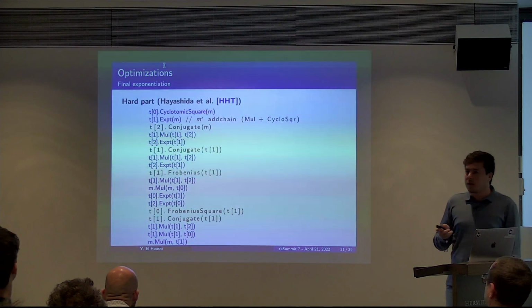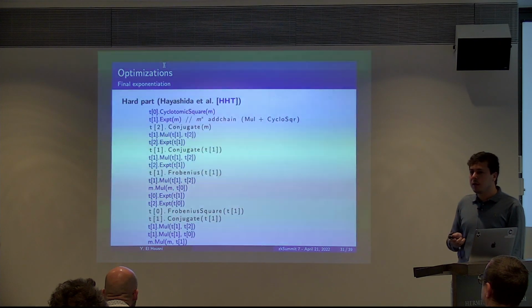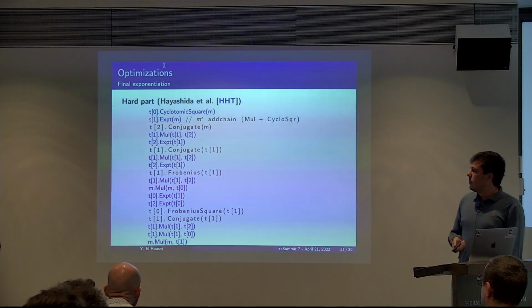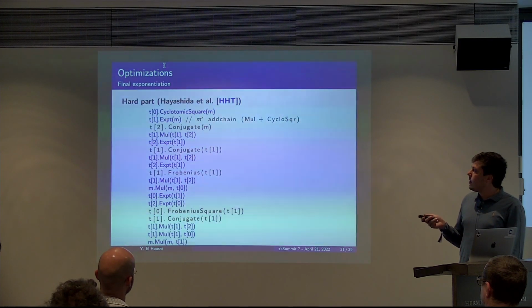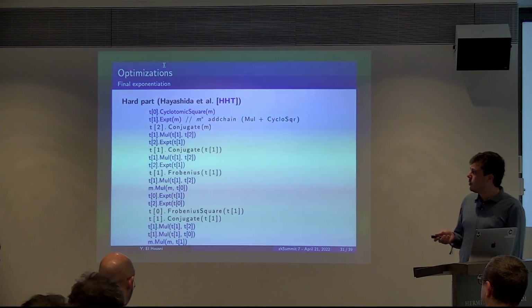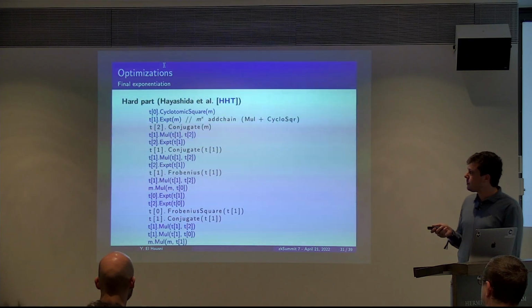Outside of the circuit, there is a recent paper by Hayashida et al. to implement this hard part with lattice-based reductions. So this is the code, basically, in Go. What is in blue is what costs constraints. The others are free constraint-wise.